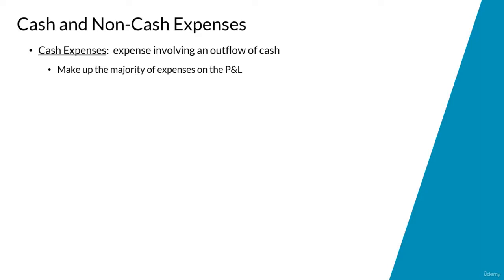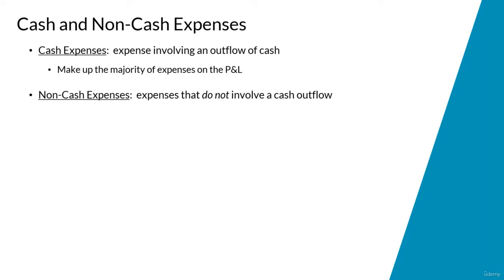Cost of goods sold is also a cash expense, even though the cash outflow, which is the purchase of inventory, has already occurred. And by contrast, a non-cash expense is one that does not involve a cash outflow. The two most common non-cash expenses are depreciation and amortization.